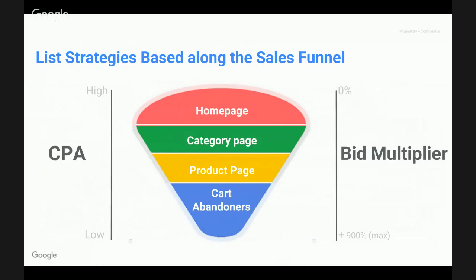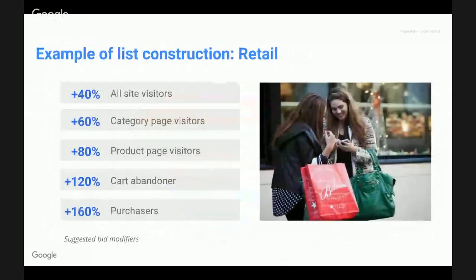So we can have several lists: all the homepage visitors, all the people that went to a category page, all the people that actually checked specific products, so the product page, and all the people that went to the cart and abandoned it. Obviously the deeper the customer goes, down to the basket, the more aggressively we're going to bid, because it's more valuable and more likely to convert, right? And here are a couple of recommendations for retail, and later on I'm going to show you for travel, how you can bid.